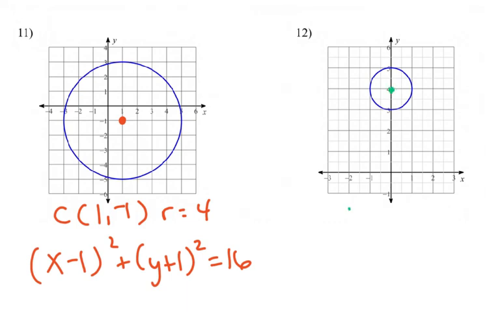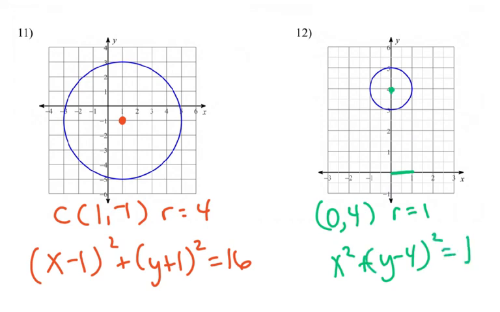So the center of this is 0, 4. The radius is 1. It's not 2 because this is only a length of 1. So I'm going to have x squared plus (y minus 4) quantity squared equals 1.